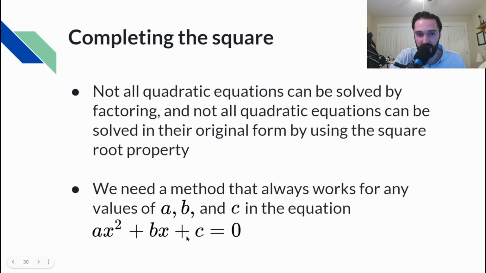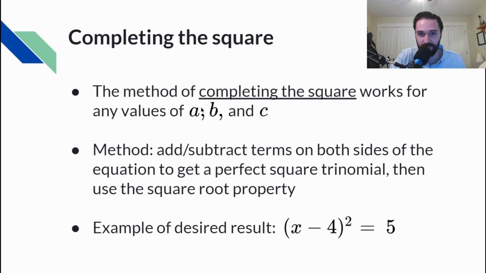Not every trinomial we run into is going to be factorable, so we need a new method. The method of completing the square works for any values of a, b, and c. Even if it's not factorable, we can use this method and it works. The method essentially boils down to this: we add or subtract terms on both sides of the equation to get a perfect square trinomial. Then we use the square root property. We take the square root of both sides and then we isolate x.